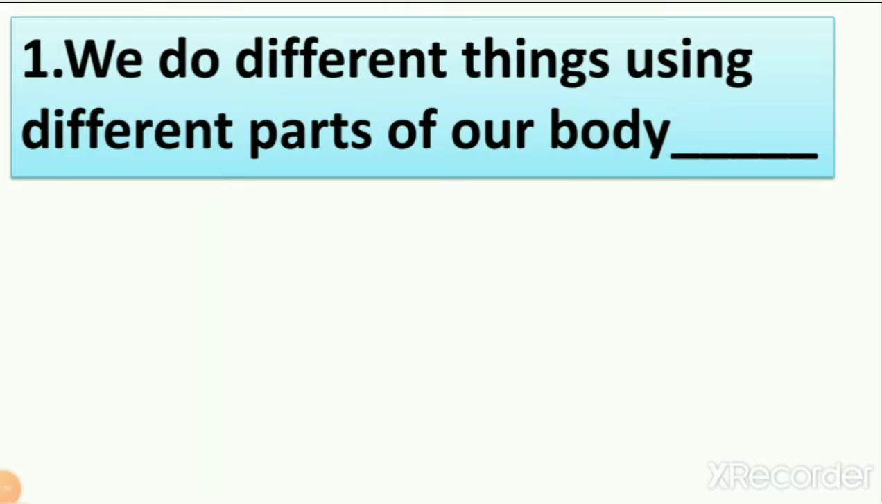Number 1. We do different things using different parts of our body. So when we learn about the body in this lesson, what do we learn? That we have different body parts, right? So we have hands, we have legs, eyes, nose, ears, all these things. So we are using different body parts for doing different kinds of things. Like we are using our hand to write, our leg to walk.